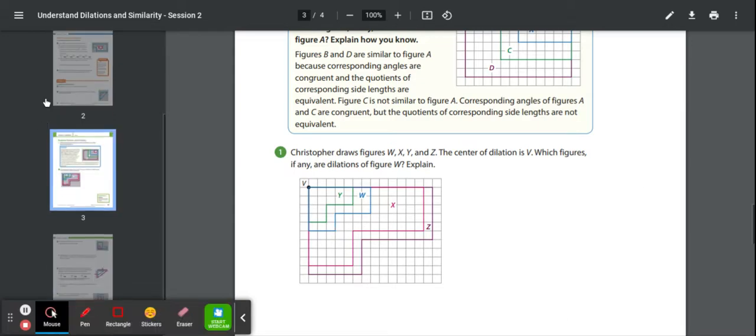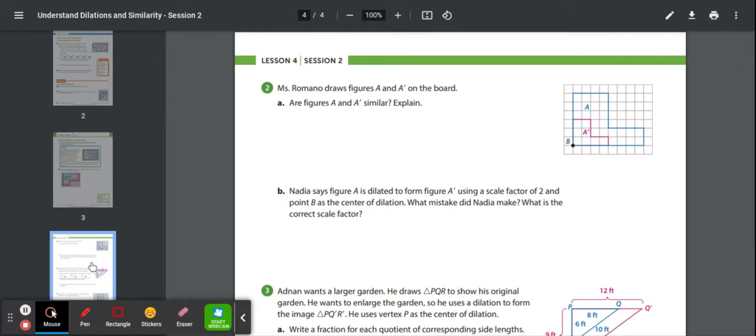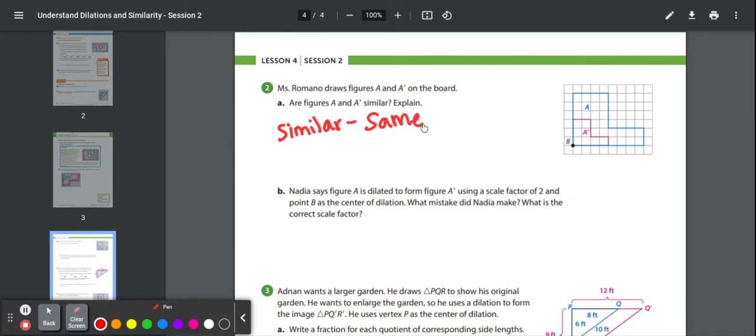Okay. If I go to the next page, number 2, it says Miss Romano draws figures A and A prime on the board. So remember, A is where we started. A prime is where we're going. Okay. So it's asking, are A and A prime similar? So remember, similar is same shape. It's okay if they're different sizes, different locations, things like that. So think about, are they similar? See if that helps on that one.